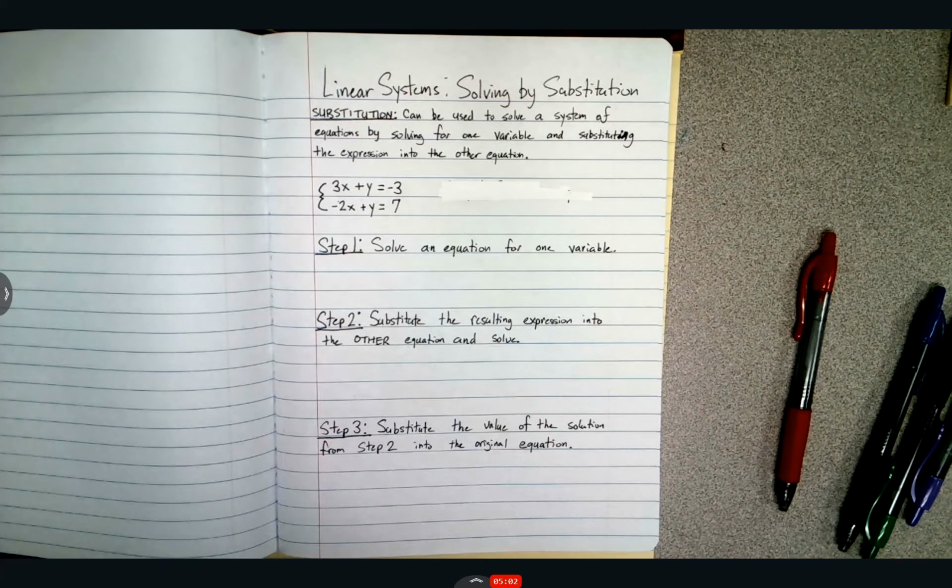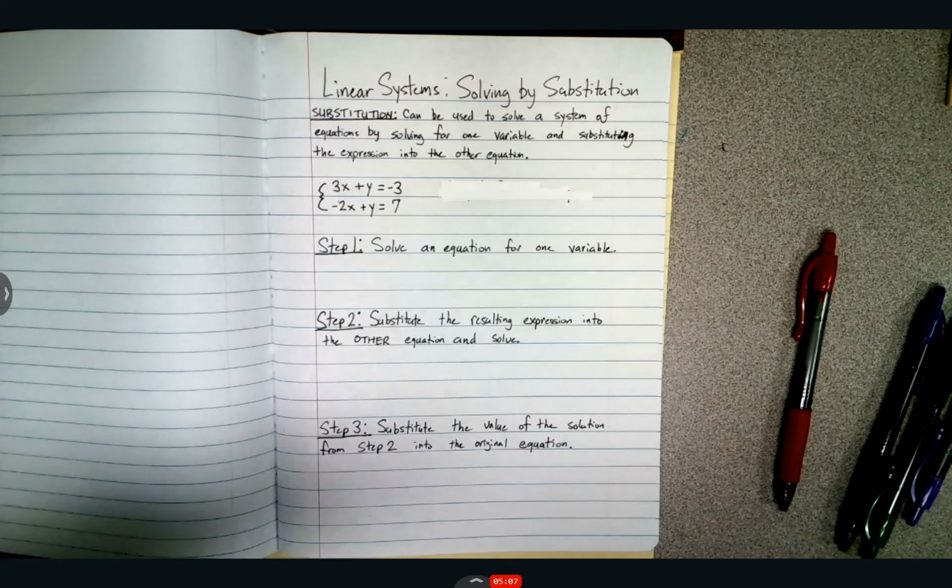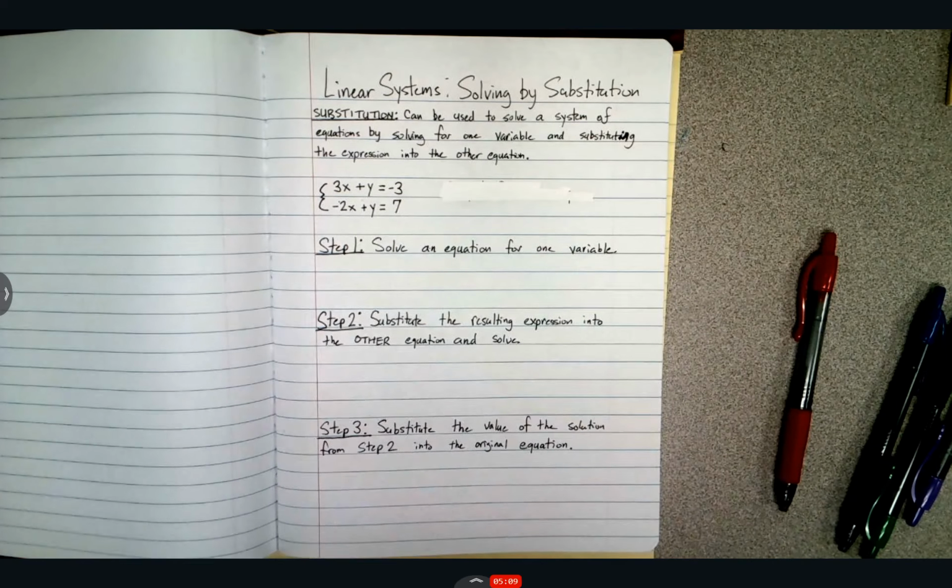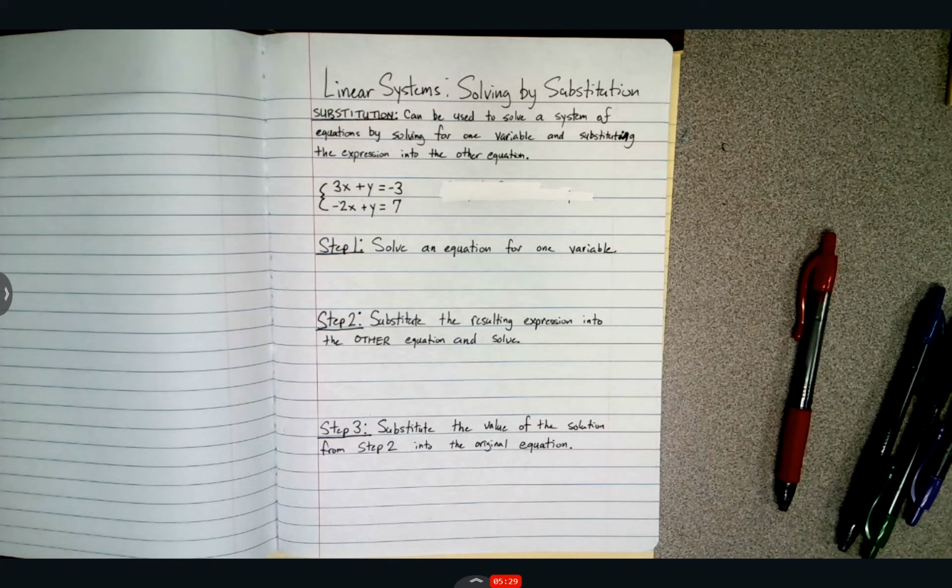So let's go ahead and get started with our first step. What you need to do is you have two equations here, 3x plus y equals negative 3, and negative 2x plus y equals 7. We need to isolate one of our variables in one of these equations. And you can do either equation, and you can do either variable, but you need to isolate one of the variables in one of the equations.